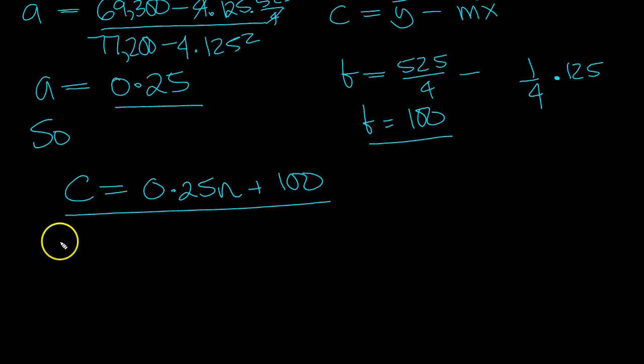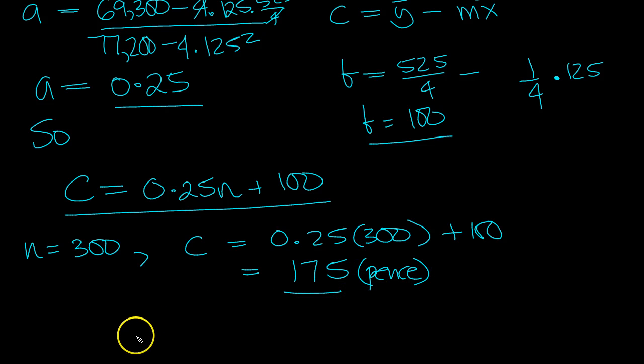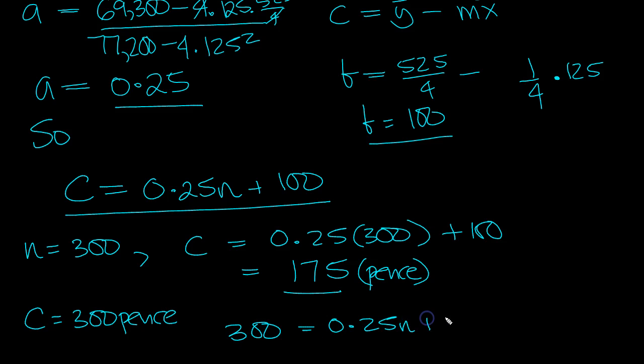So the cost of producing 300 widgets, so n equals 300. The cost is 0.25 times 300, which is 1/4 of 300 plus 100, which is 75 plus 100 is 175. There's the cost in pence, because C is measured in pence. And then for £3, so C equals 300 pence, that's the units we're using in this question. So put 300 in: 0.25 times n plus 100.